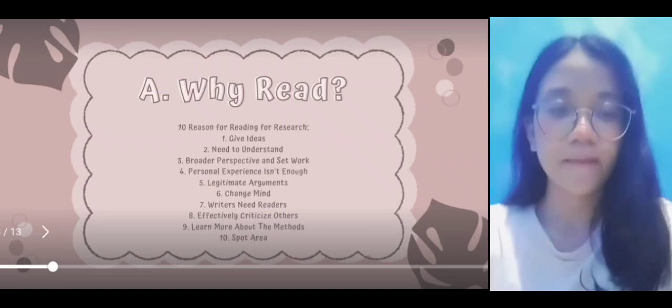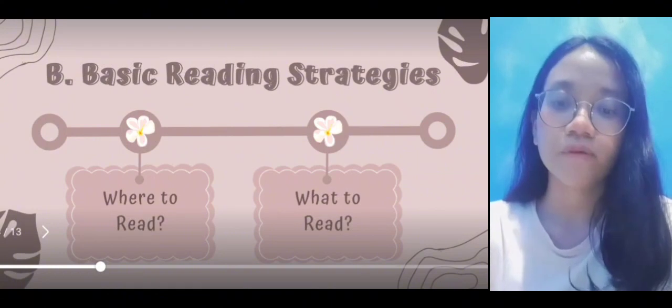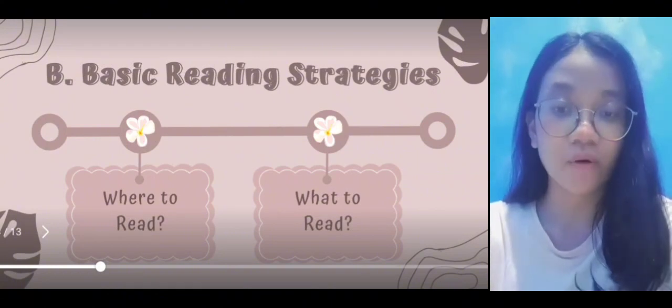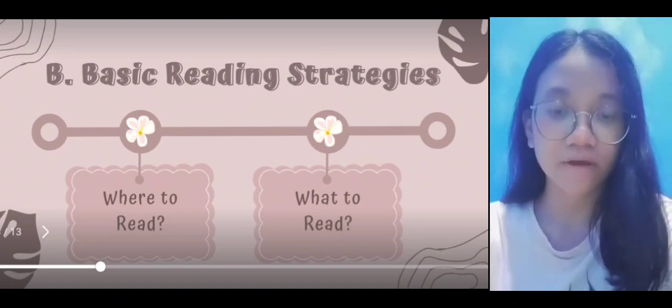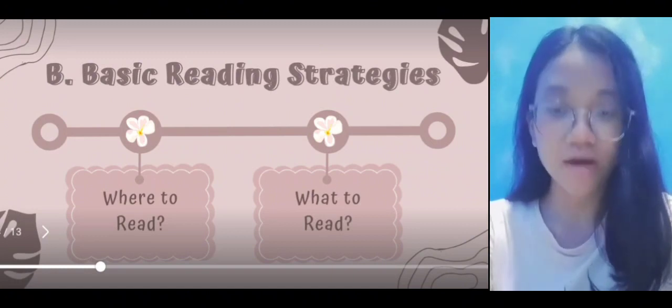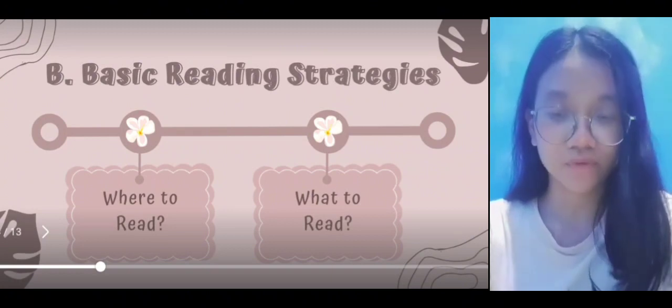Next is about basic reading strategies. There are 4 basic guidelines I will tell you. First is where to read. You can read from a public library or university library, or you can do some research on the internet by using a computer, phone, and so on. Next, you can also buy it at a bookstore.